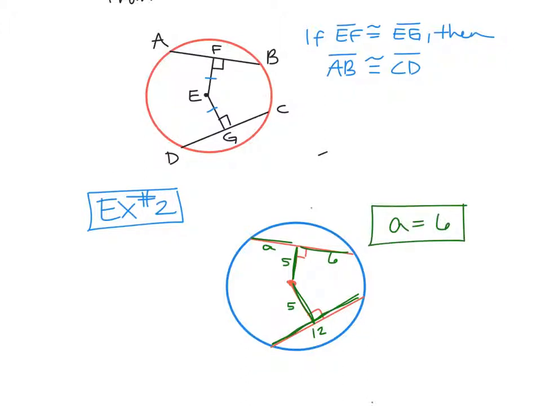And here's the other thing. It will always cut that chord in half. So even if you didn't have the 12 here, you could technically tell me right now that that's 6 and 6, if you knew the chords were congruent anyway. Questions on that?